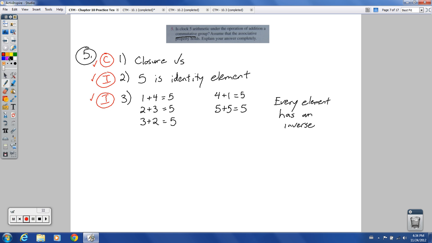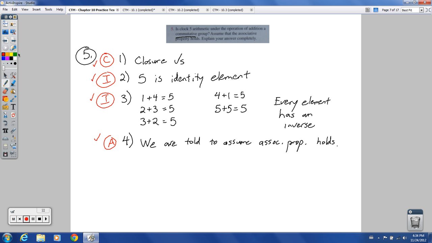Now we're going to check the associative property, but we don't have to check the associative property because it says that we can assume that it holds. So we are told to assume the associative property holds. I'm not sure why I underlined that, but I'll just get rid of that. So this part, this works out for us.